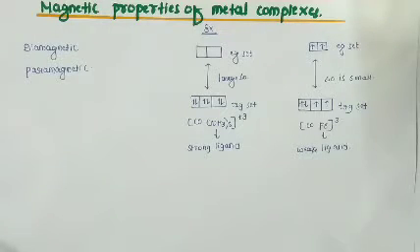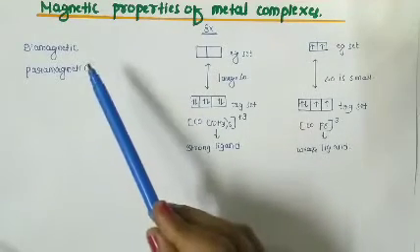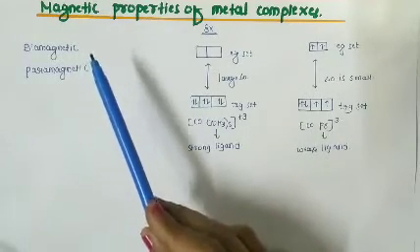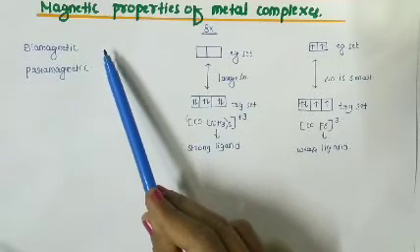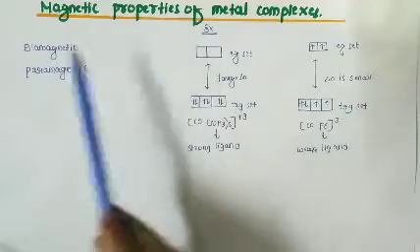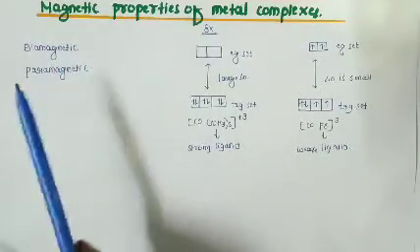Next one is magnetic properties of metal complexes. As you know already, magnetic properties of metal complexes can be divided into different types, but mainly there are two types: one is diamagnetic, another one is paramagnetic. What is meant by diamagnetic? Diamagnetic means the metal complexes whose central metal ion contains paired electrons.